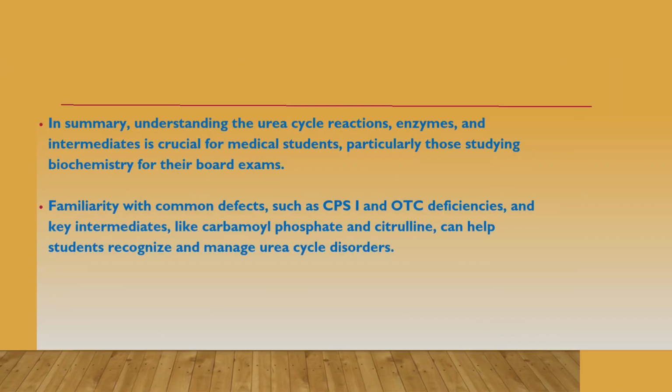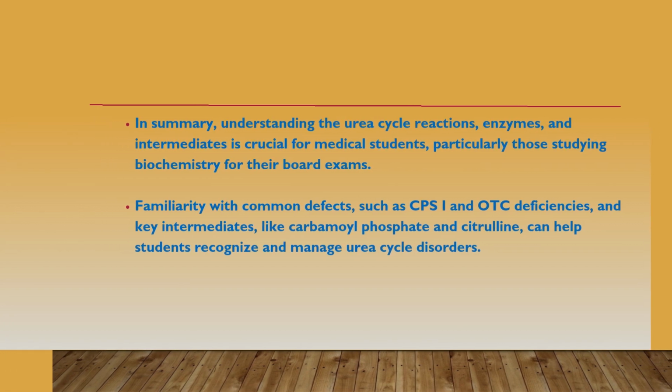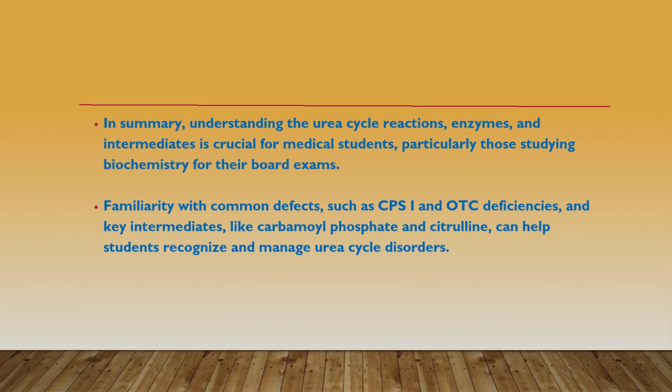In summary, understanding the urea cycle reactions, enzymes, and intermediates is crucial for medical students, particularly those studying biochemistry for their board exams. Familiarity with common defects, such as CPS-I and OTC deficiencies, and key intermediates, like carbamoyl phosphate and citrulline, can help students recognize and manage urea cycle disorders.